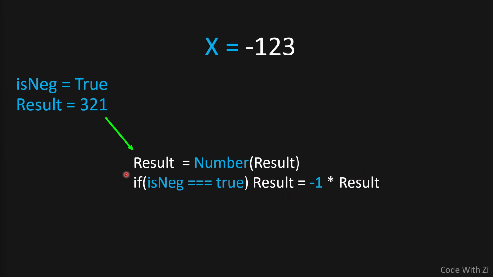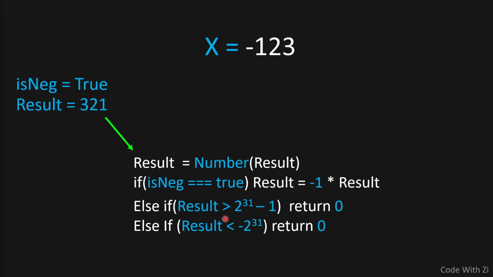And that's it, but we still have to cover 2 tiny edge cases. The first one is if our result is greater than this number here, which was given to us by the question, we're going to return 0. And the other one is if our result is less than this number here that was given to us by the question, we're also going to return 0. And at the end, if these two are not true, we're just going to return our result.